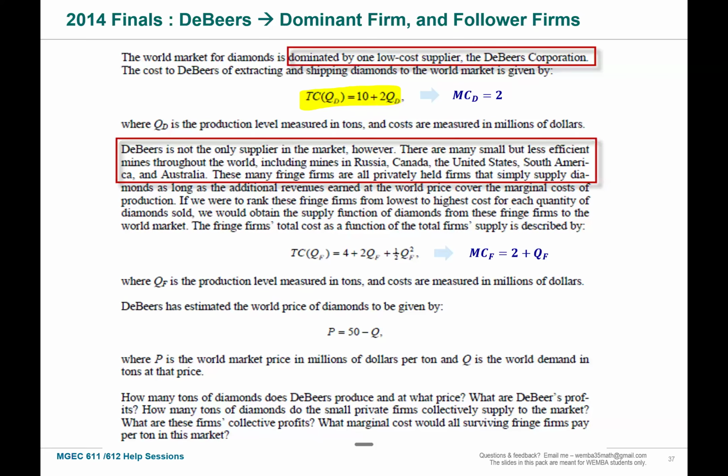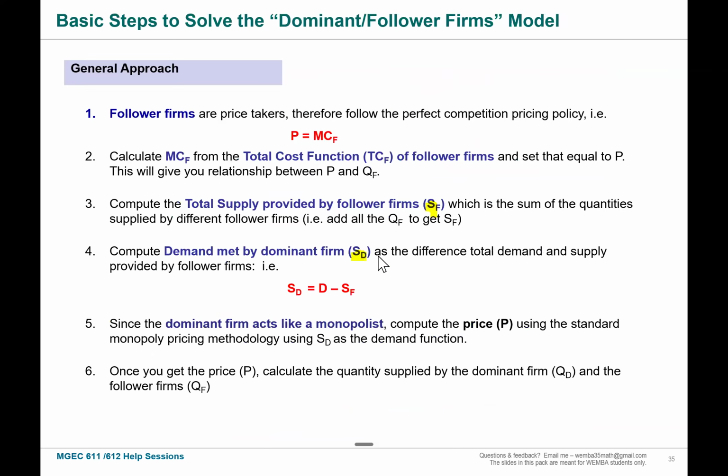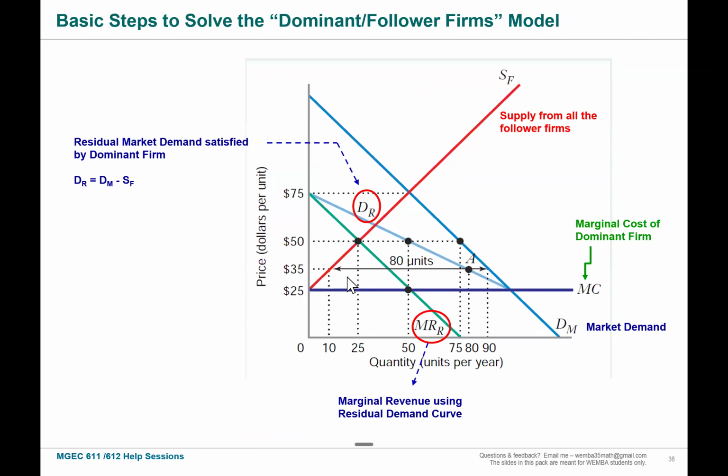Okay, so back to our algorithm. Here are the steps. I will start with the fringe firm supply first. How are the fringe firms working? They are working by setting price equal to MC, just like anybody in perfect competition would do. And from there, I have to add up the supply from all the fringe firms. So let's do that.